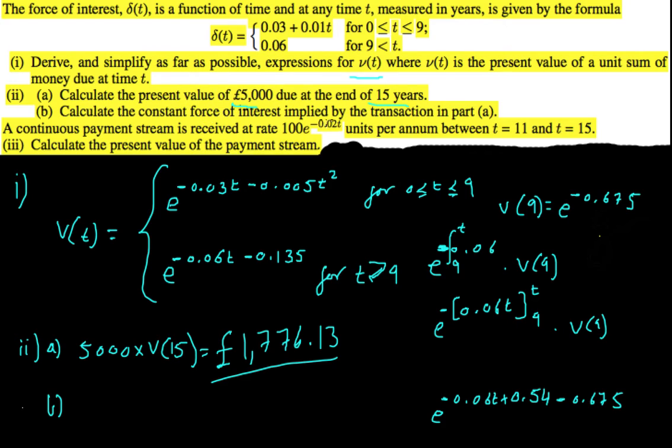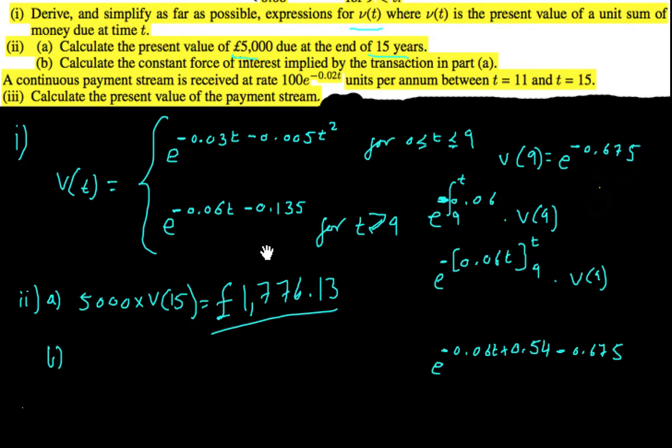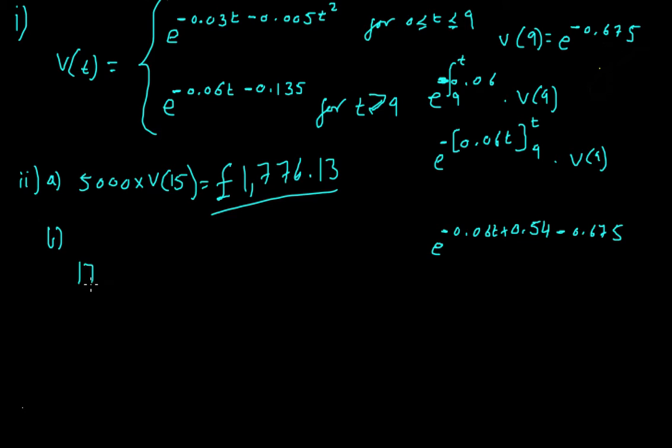Okay, now we can look at part B. Calculate the constant force of interest implied by the transaction in part A. Alright, so let's just write that: 1776.13 multiplied by 1 plus some effective interest rate. This is the way I want to do it. There are other ways of doing this. To the power of 15 years, it's going to give us our 5,000. So when we find out what i is equal to, or when we find out what 1 plus i equals to, we know that e to the delta is equal to 1 plus i.